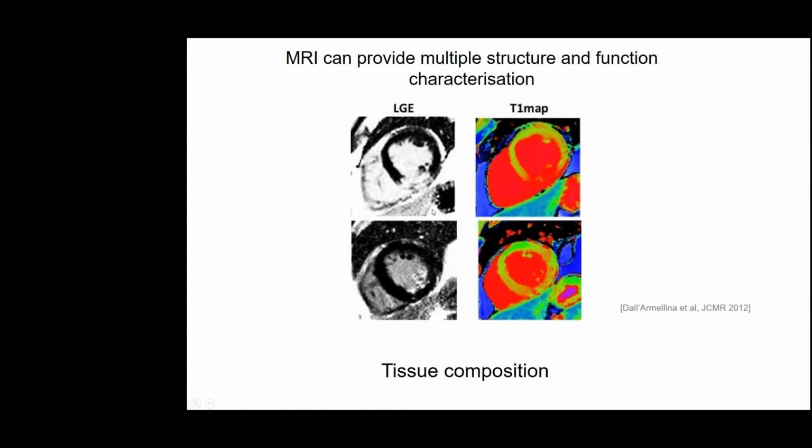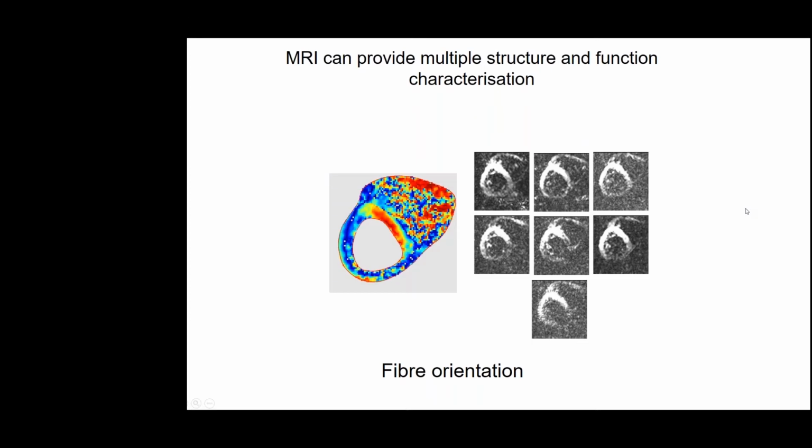We can also do this without contrast by using a more recently developed MRI sequence that is called T1 mapping, that gives us direct values of a particular property of the tissue, that is the T1 value. And here again, we see an area where the T1 is abnormal. We can even get things like fiber orientation by looking at diffusion of the water in different directions. We can see the angle in which the cardiomyocytes are aligned.